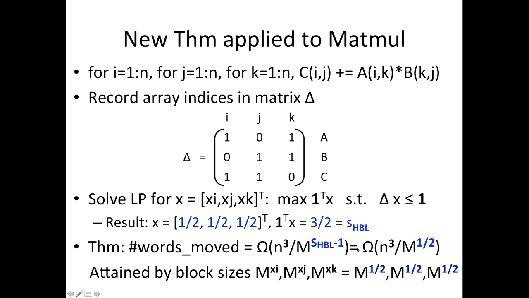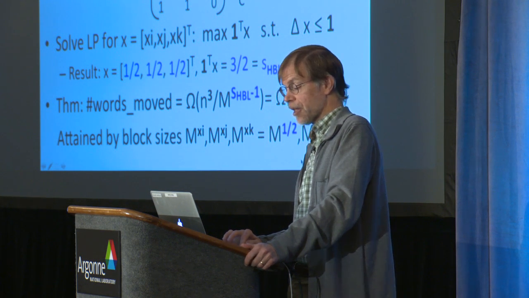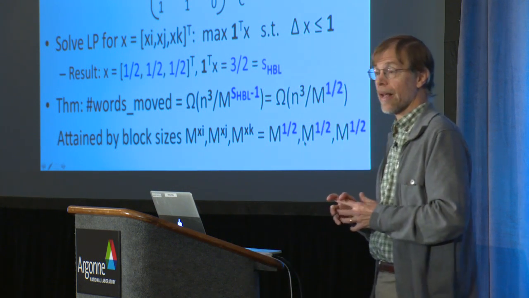And how do I optimize it? I have to block it. What are the optimal tile sizes? It's m to the exponent, the solution of the linear program. So m to the 1/2, m to the 1/2, m to the 1/2. So that's what the theory says for linear algebra. It just tells us what we knew. Well, let me apply it to something else.